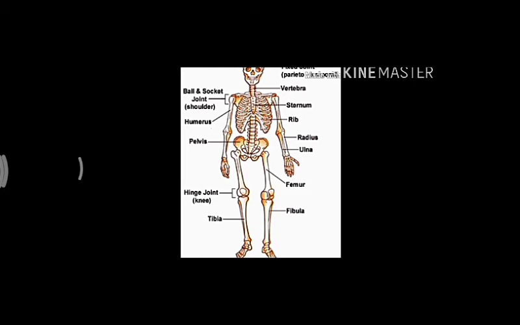Hind limbs. The thigh bone or femur is the longest bone of the human body. It is attached to the hip bone through the hip joints. The lower half of the leg has a long shin bone and calf bone, while the ankle and feet have a number of small bones.